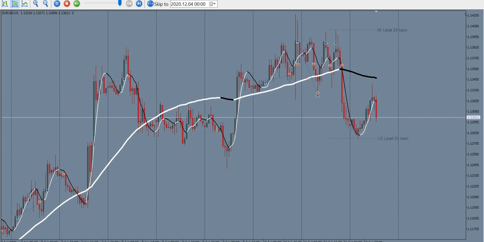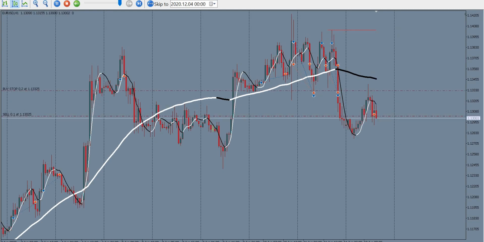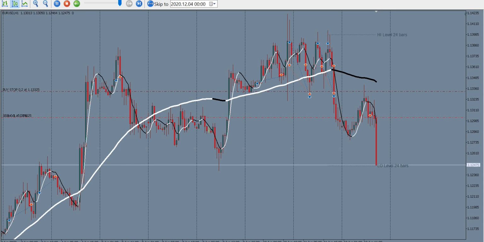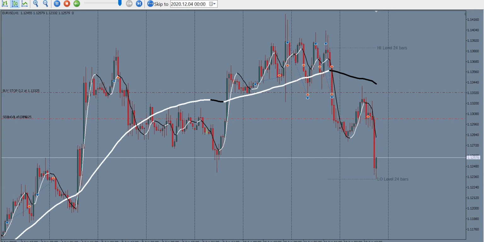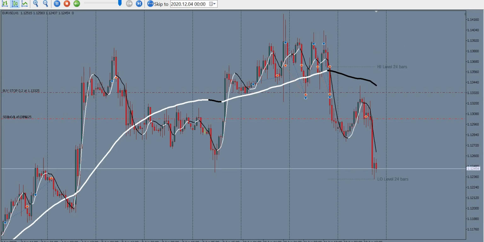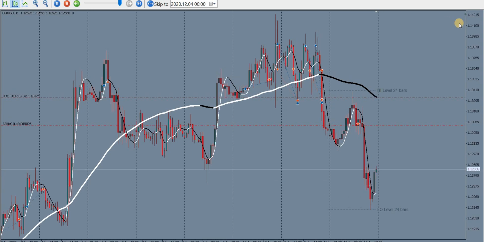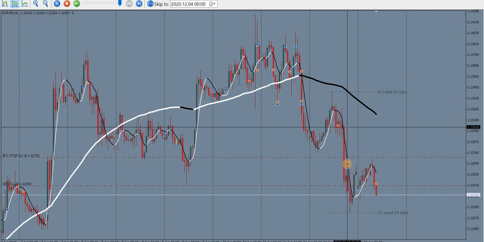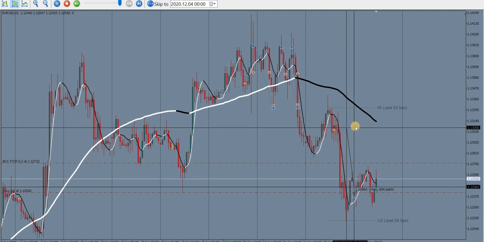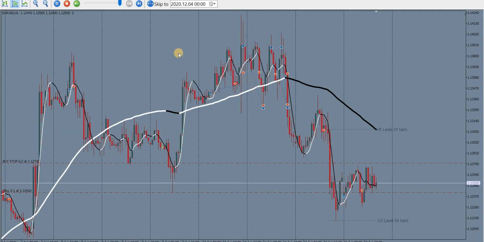Should open a sell right now. There it is. A good one. A very good one. There it is. 60 something, 65 pips maybe.